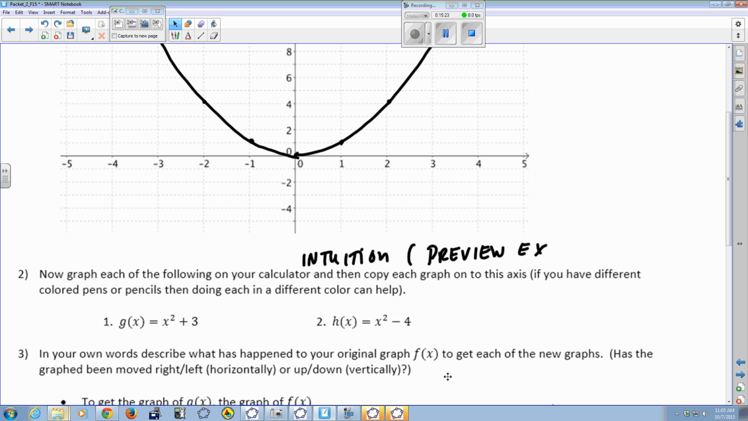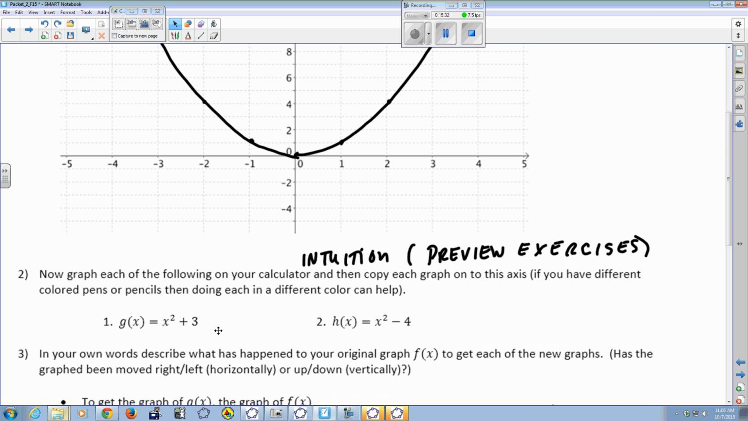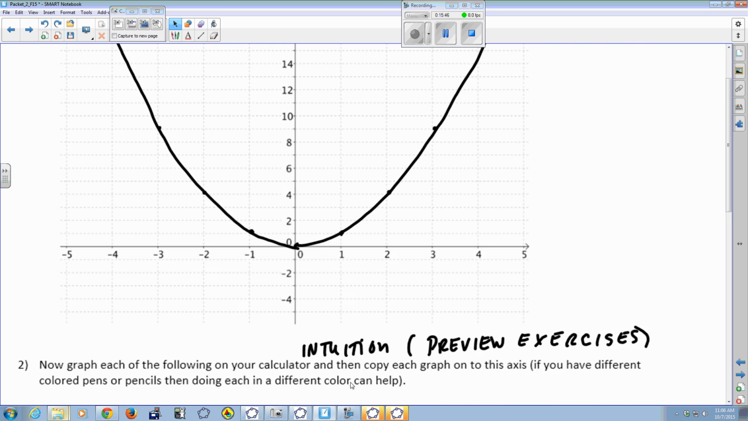So can anybody look at number 1 here? Our new function that we're going to graph is our old function, x squared, and we're going to add 3 to x squared. Can anybody tell me what's going to happen to this graph right here without a graphing calculator? Yeah, Carlton? It's going to shift 3 to the left. All right, well, let's give it a shot.